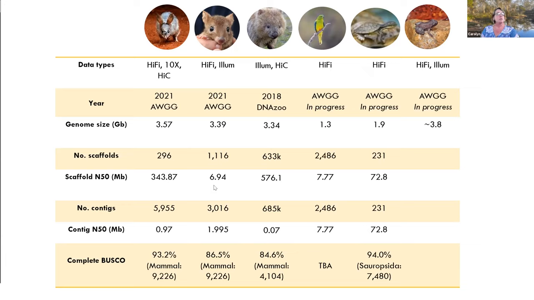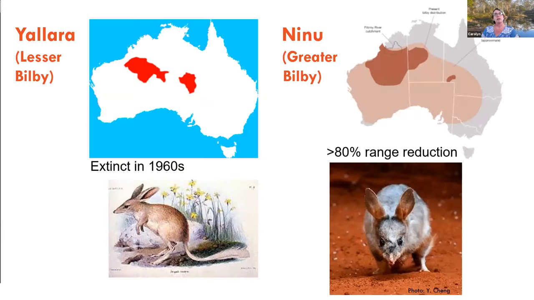So I said at the beginning, having a genome doesn't do anything for conservation. I wanted to give you an indication of what you can do once you have a high quality reference genome, in order to then apply those tools to conservation. We've been running the Bilby Genome Project for about 4 years now, working very closely with the Indigenous Rangers, as well as a suite of conservation agencies like AWC and the zoo community who house bilbies behind fences.